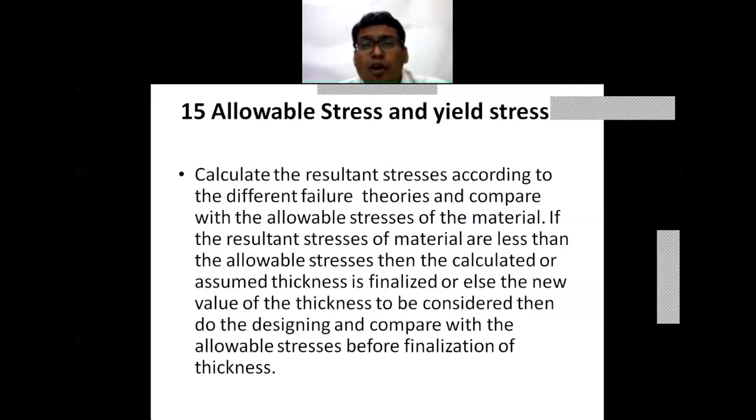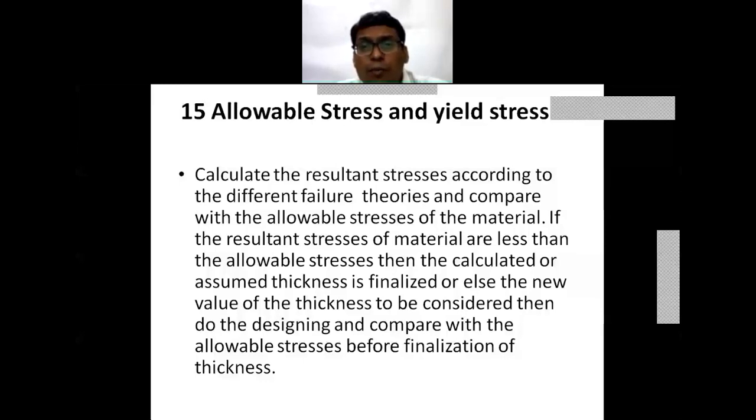Then allowable stresses and the yield stresses. The material of construction, for its allowable stresses, has to be taken into consideration. We have talked about the stress strain graph. Stress is directly proportional to the strain. Then it reaches the maximum stress, which is nothing but your yield point or the yield stress. And after that it goes into the plastic region.